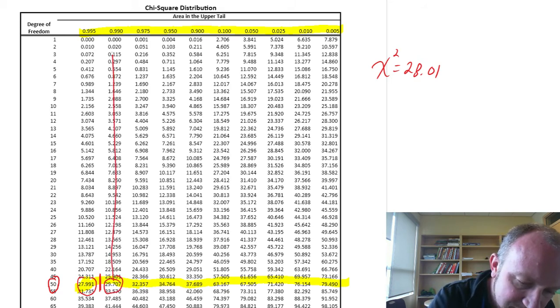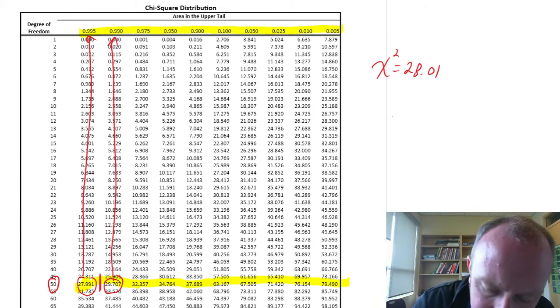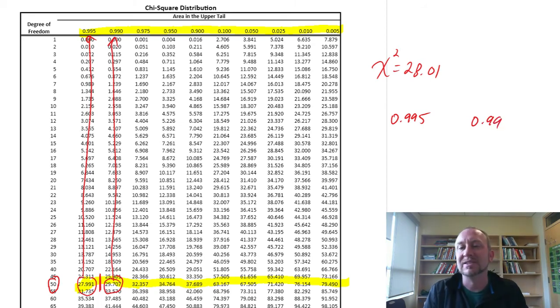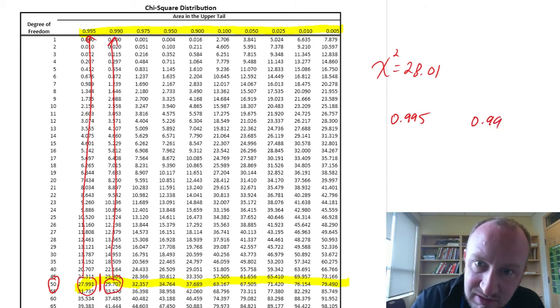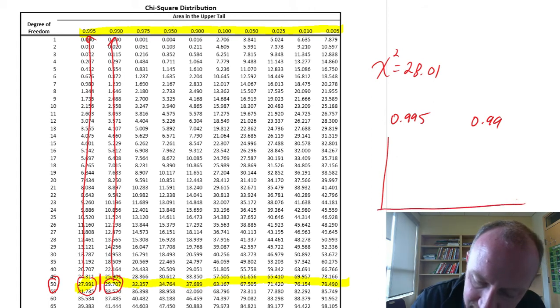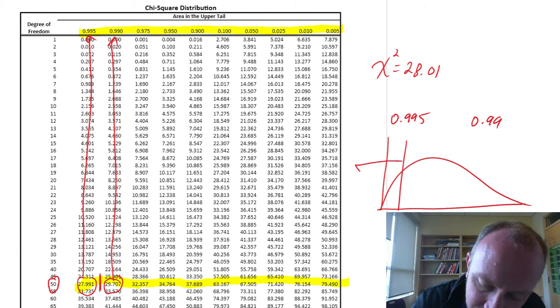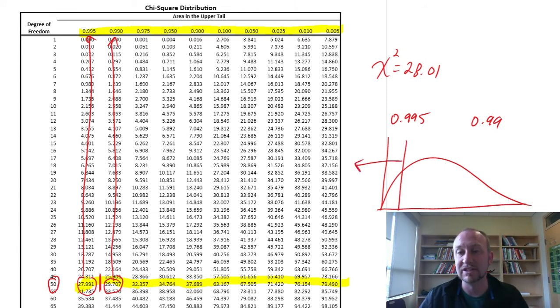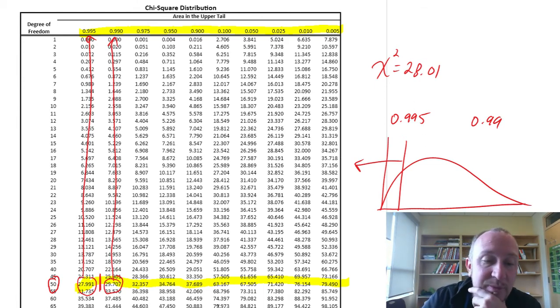So that gives me, well, that gives me strange values, doesn't it? 0.995 and 0.99. So this is a lower tail test. So remember, when we're performing a lower tail test, the rejection region is going to be somewhere down in this lower region. Let's get our critical value here, and that might actually help us out.